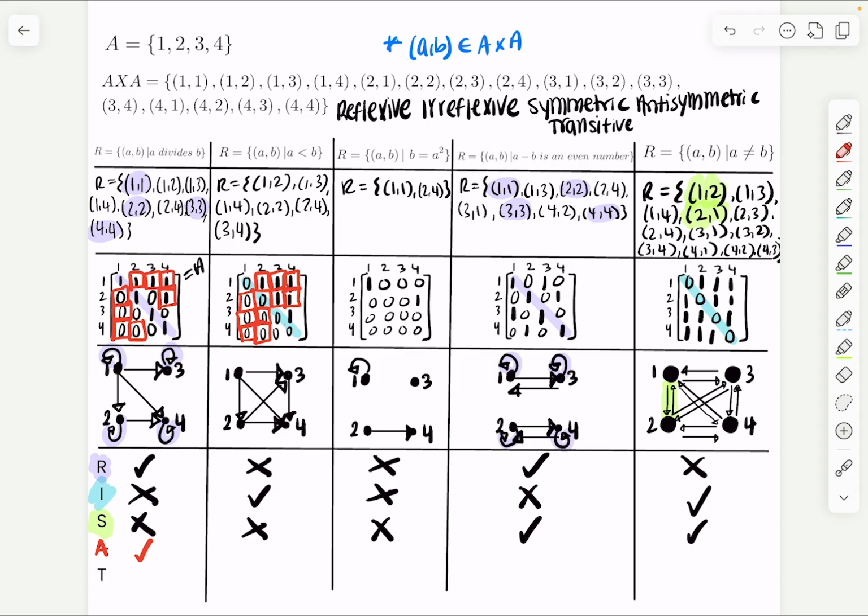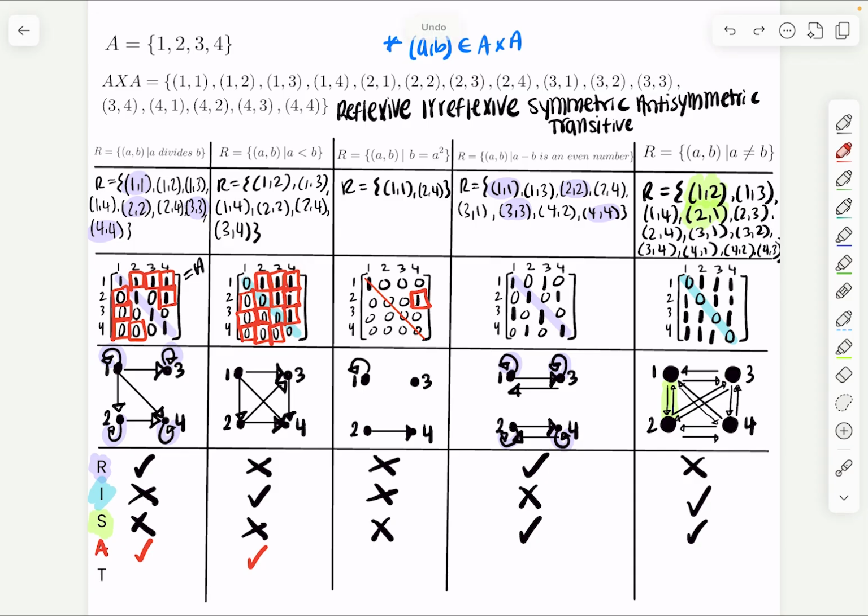Do I see a 0? Yes. Here I see another one. It's at 3, 4. Opposite is 4, 3. Do I see a 0 at this corner? Yes. So because for every 1 outside of the main diagonal, there's a 0 in its opposite position, this is antisymmetric.